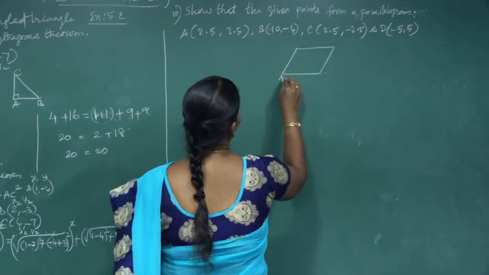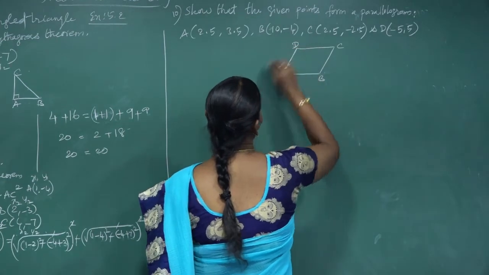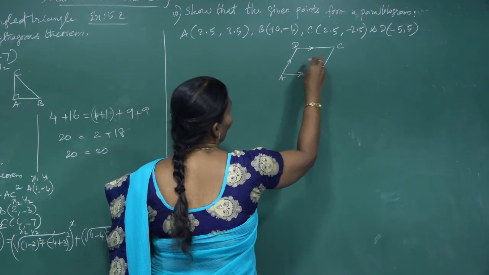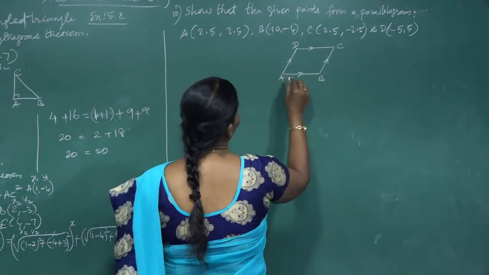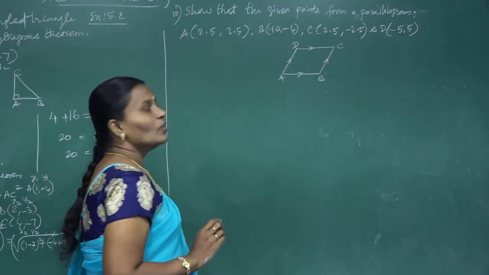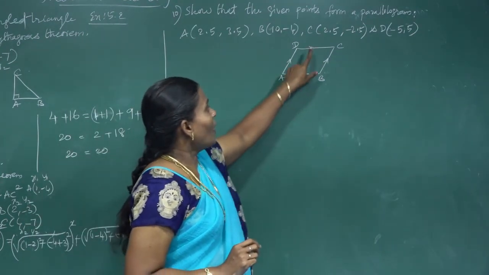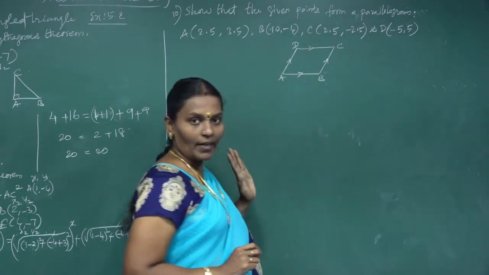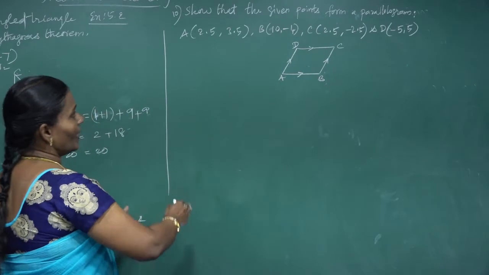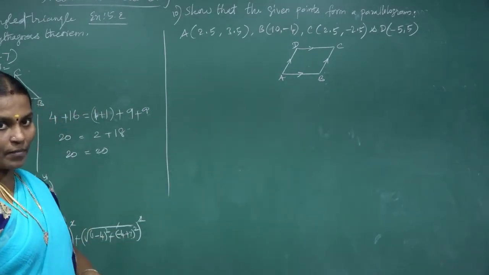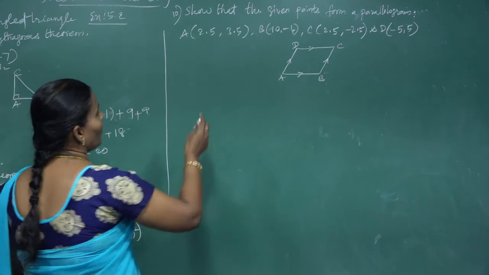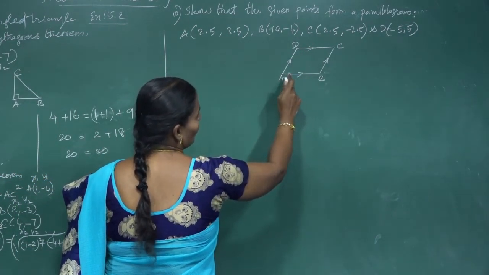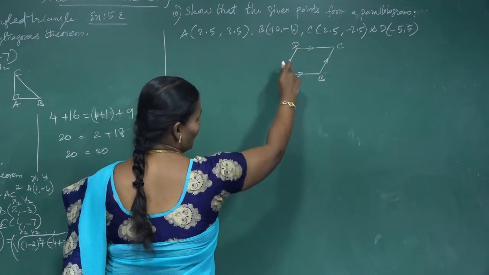So this is a parallelogram. What are the properties of a parallelogram? The opposite sides are parallel. So now you are going to say AB is parallel to DC and also BC is parallel to AD. If you prove that, then we say that ABCD forms a parallelogram. Understand, children? Good. If you are going to say these two are parallel, first you have to find out the slope of AB and DC.